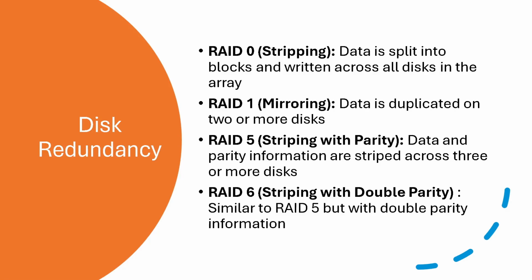RAID level 6, known as striping with double parity. It is similar to RAID 5 but has double parity information. That means it can survive up to two disk failures, which leads to better fault tolerance.